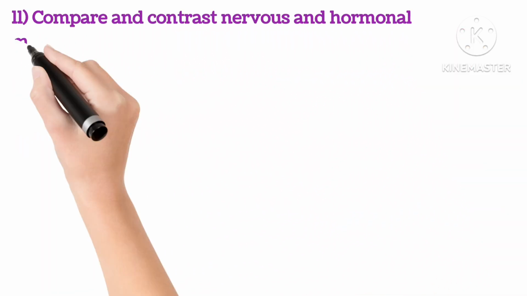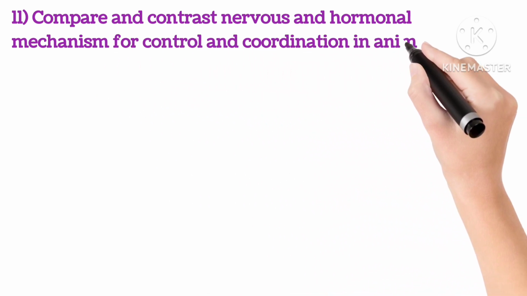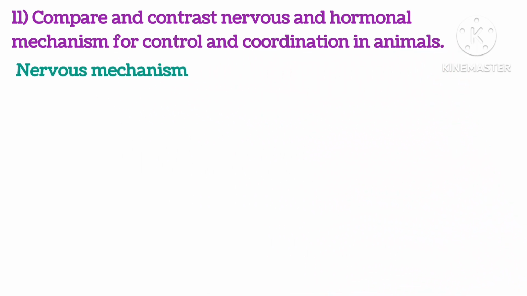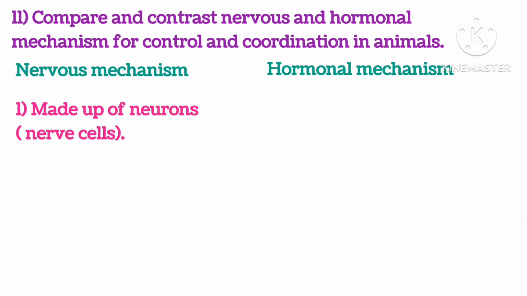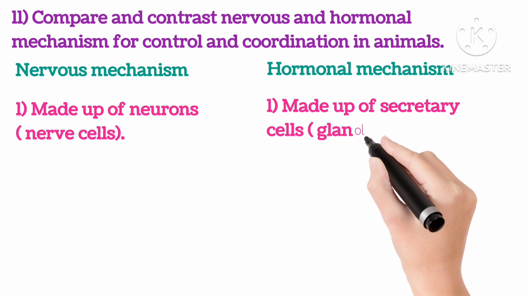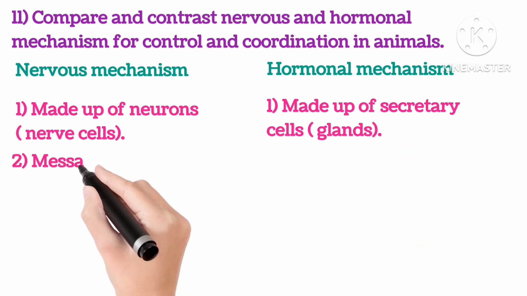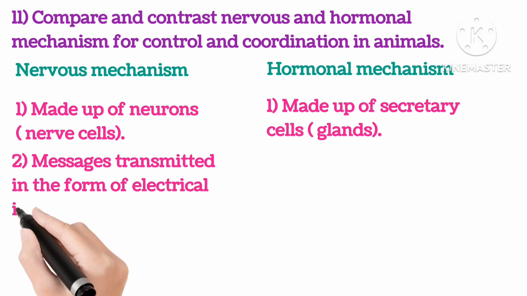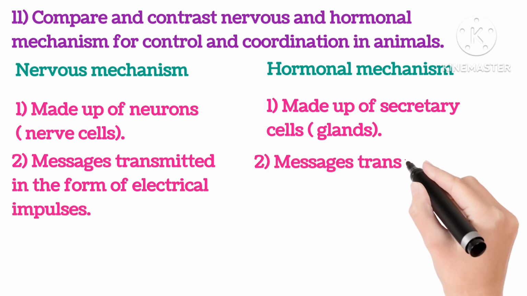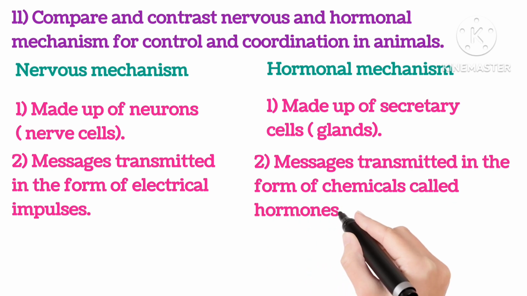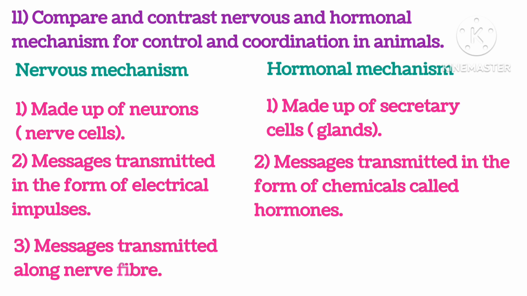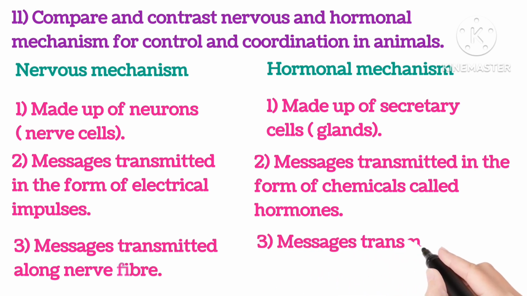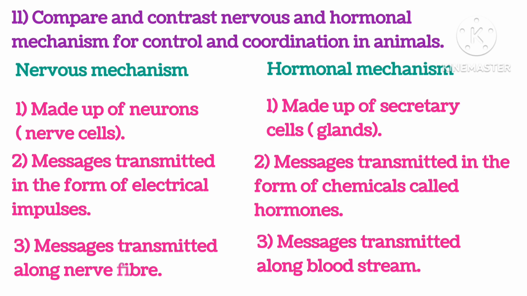Eleventh, compare and contrast nervous and hormonal mechanisms for control and coordination in animals. The differences between nervous mechanism and hormonal mechanism are: nervous mechanism is made up of neurons or nerve cells. Hormonal mechanism is made up of secretory cells or glands. In nervous mechanism, messages are transmitted in the form of electrical impulses. In hormonal, messages are transmitted in the form of chemicals called hormones. In nervous mechanism, messages are transmitted along nerve fibers, and in hormonal, messages are transmitted along the bloodstream.